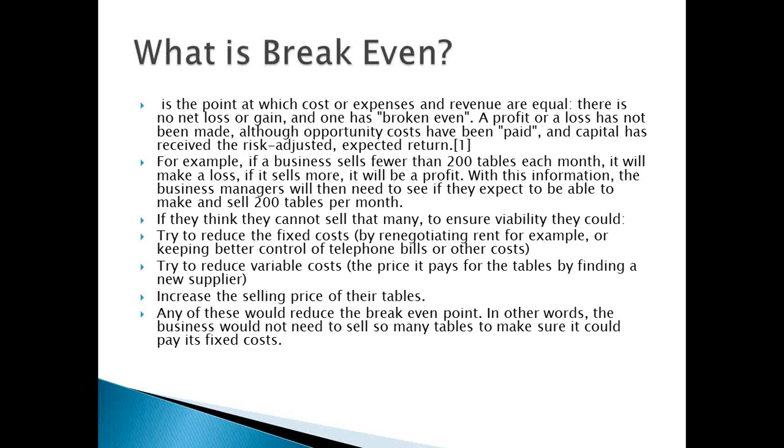If they think they cannot sell that many to ensure viability, there are a couple things they could do. They could try to reduce their fixed costs. We're going to go over what those things mean. By renegotiating rent, for example, or keeping better control of their telephone bills or other costs, renegotiating other costs they may have, or paying them a little bit later. Or they could try to reduce their variable costs, the price they pay for tables, by finding a new supplier. They could increase the selling price of their tables and see if they still sell the same amount and make a little bit more on those 200.